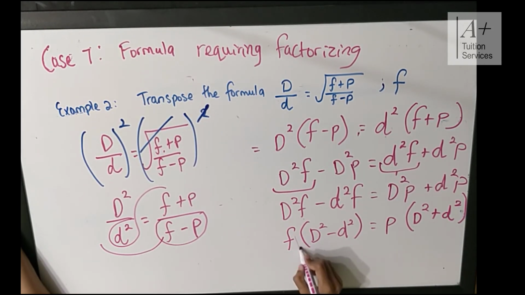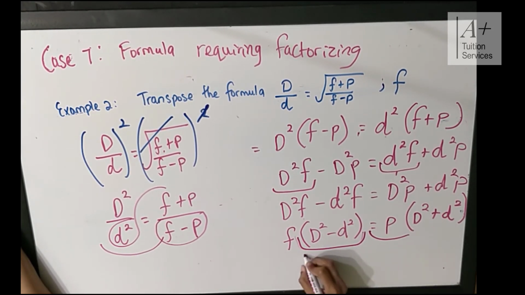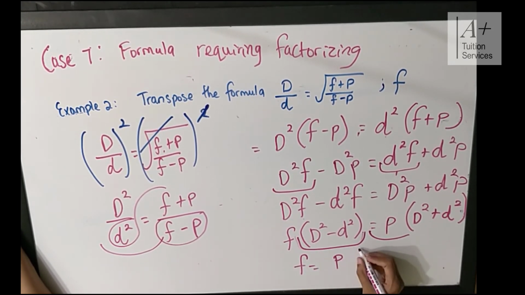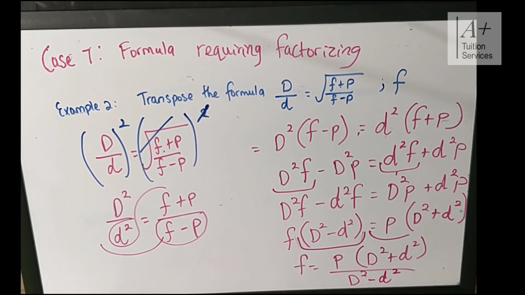Now we can move this across as far away as f as possible. So f is equal to p, open brackets, D squared plus common d squared, close brackets, all over D squared minus common d squared. Okay, so hence now f is the subject of the formula.